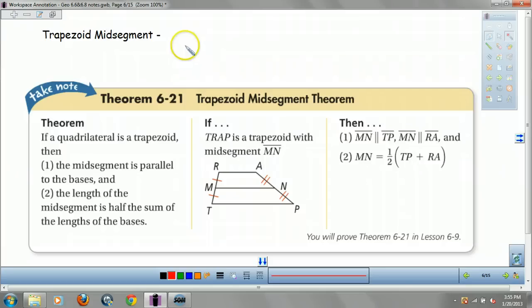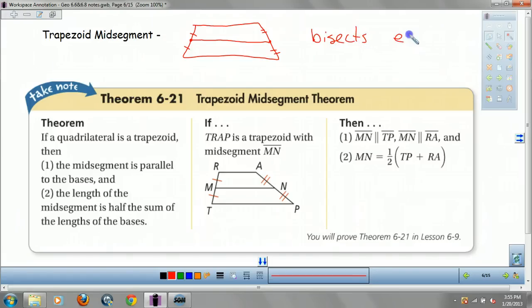Okay, trapezoid mid-segment. What I'm going to do is draw a picture of this beast. A trapezoid mid-segment bisects each leg. Okay? Cuts each leg in half of a trapezoid. I'll put those on there. Okay?